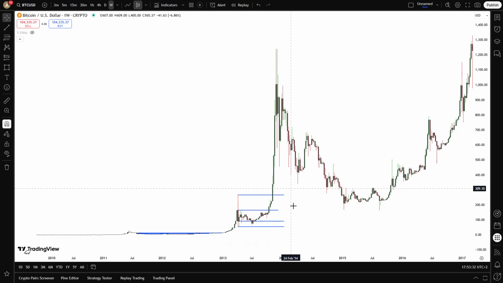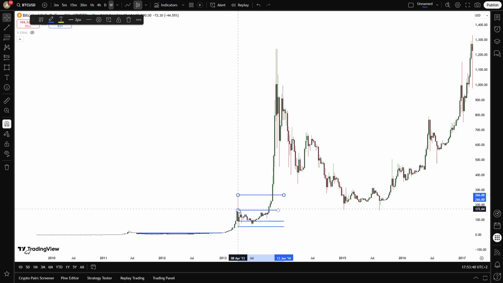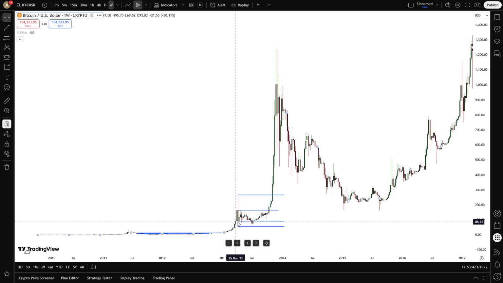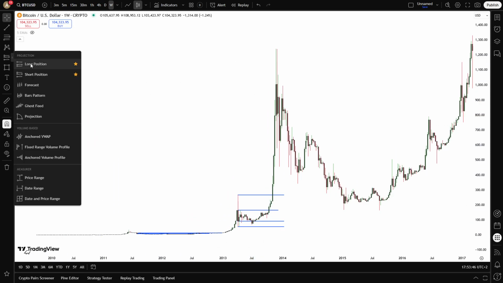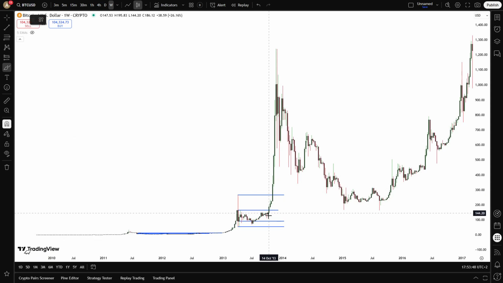Into this staircase. This was your consolidation, right? This was your extreme high, this was your range high, this was your range low, this was your extreme low. And look what happens. You get that massive trending market.